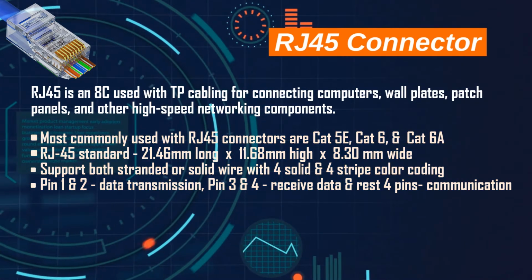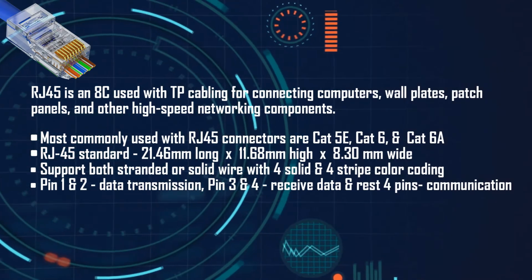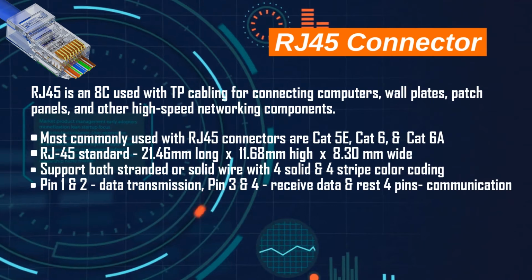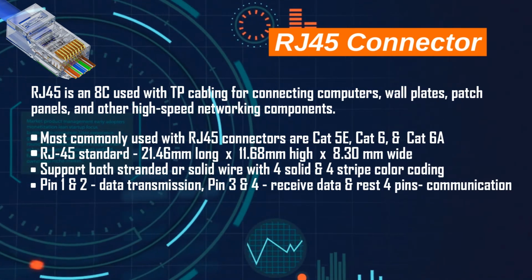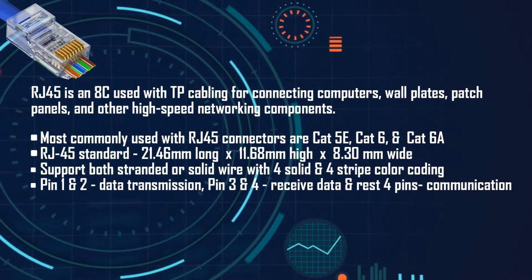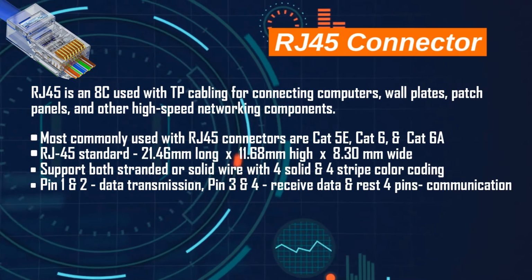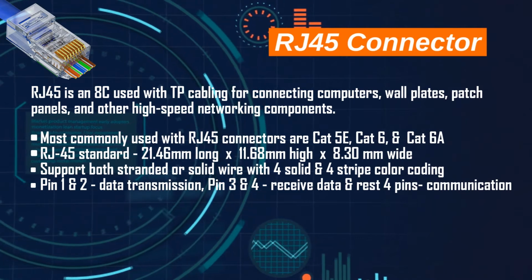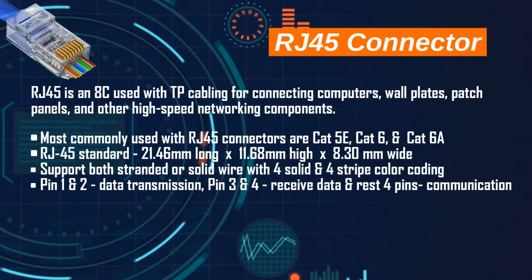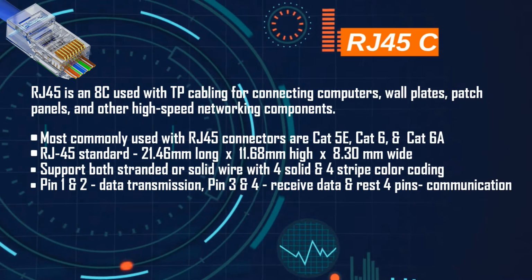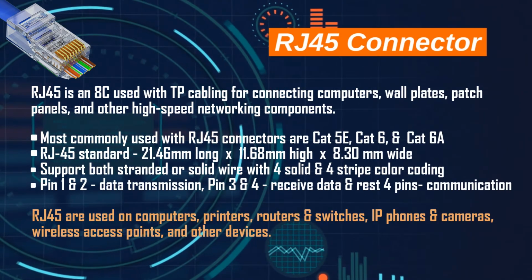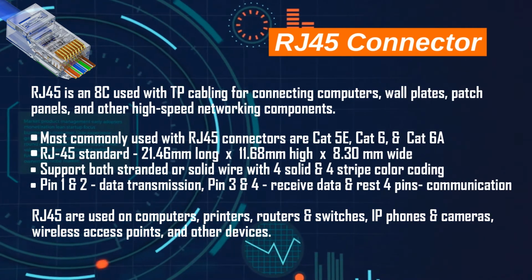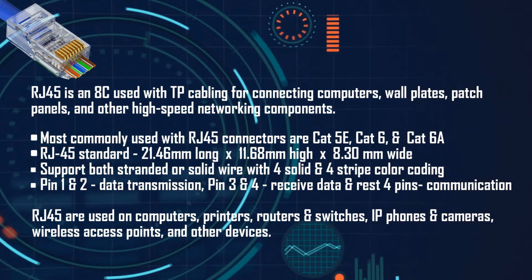Every 8P8C plug used in the RJ45 standard is required to be 21.46 mm long by 11.68 mm high and 8.30 mm wide. RJ45 plugs are able to support both stranded or solid wire with 4 solid and 4 stripe color coding. Pins 1 and 2 are used for data transmission, pins 3 and 6 for receiving data, and the rest of the 4 pins are for communication. RJ45 are used on computers, printers, routers, switches, IP phones, cameras, wireless access points, and other devices.